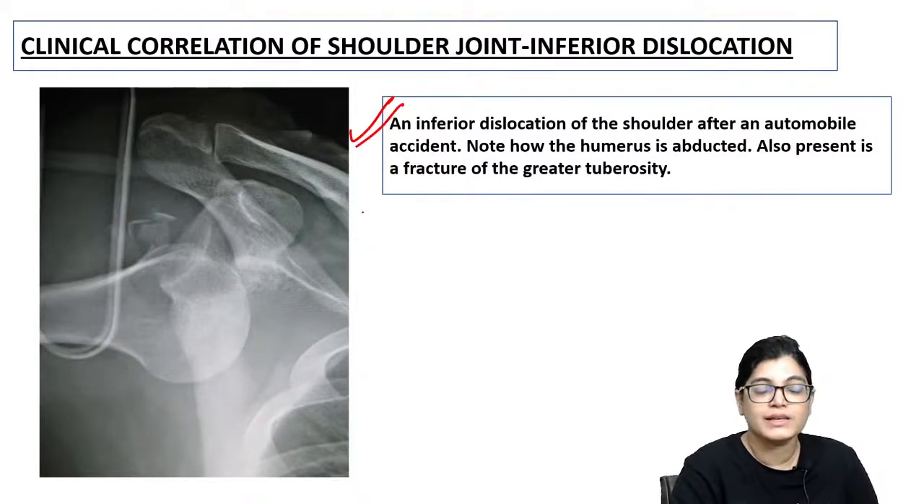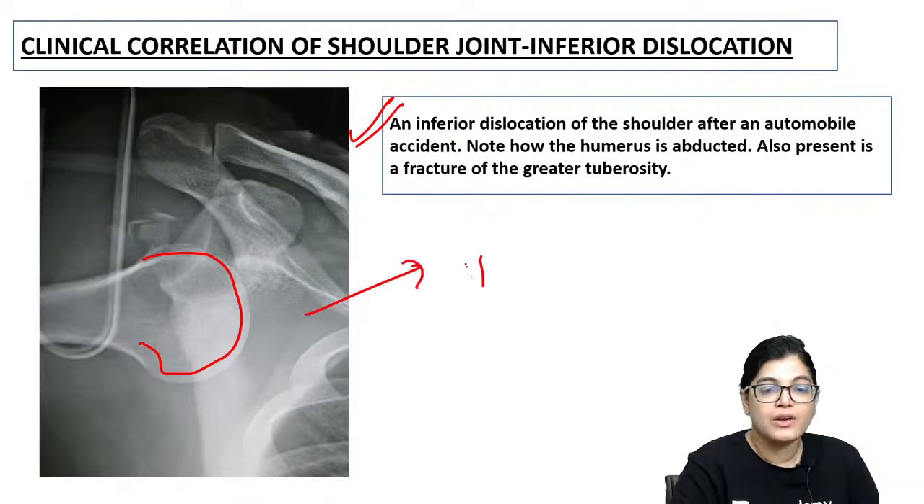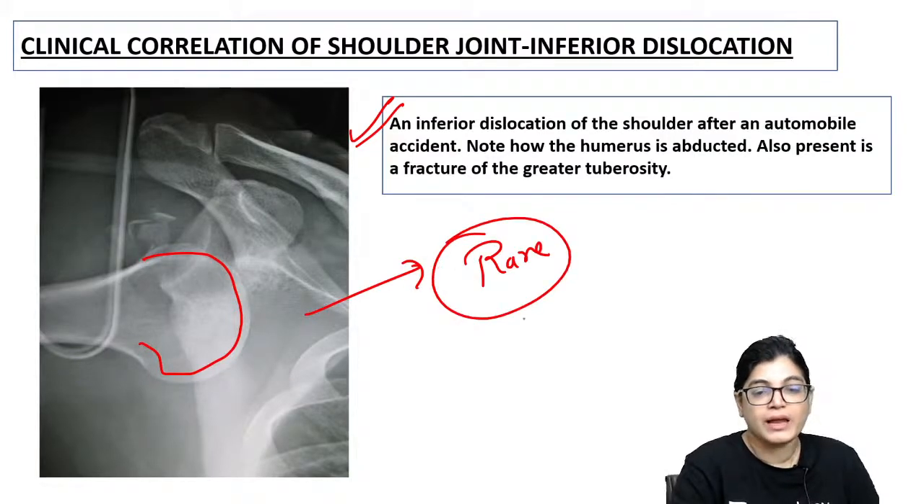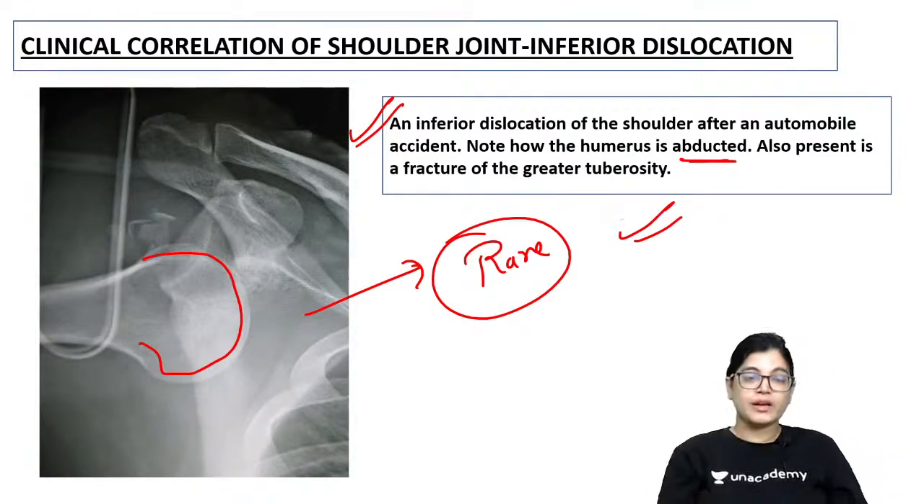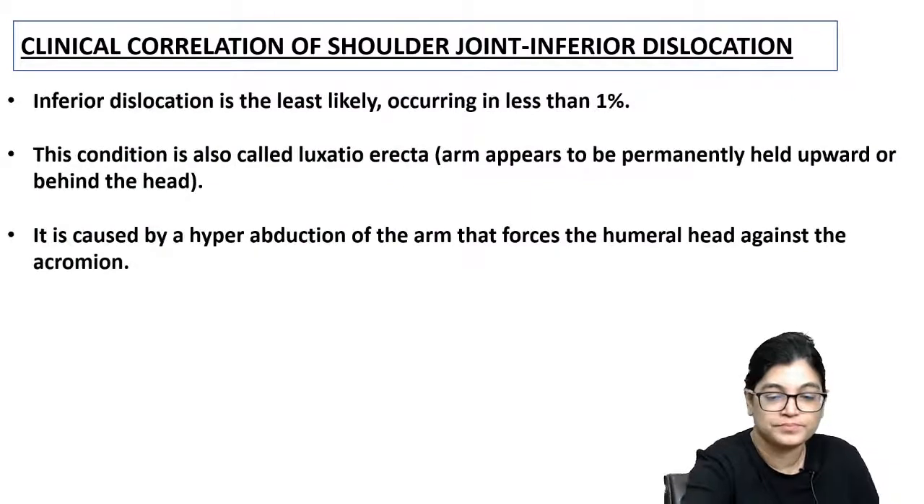One thing is that this kind of injury, as you can see, inferiorly dislocated, is a very rare condition, and a high grade injury of automobile accident, very forcefully if the head of humerus is inferiorly dislocated. You can see the humerus is in an abducted position, and there is also a fracture of the greater tuberosity. It can present with the fracture of greater tuberosity because it is more dislocated going on the inferior aspect.